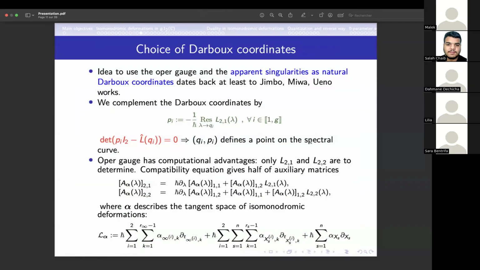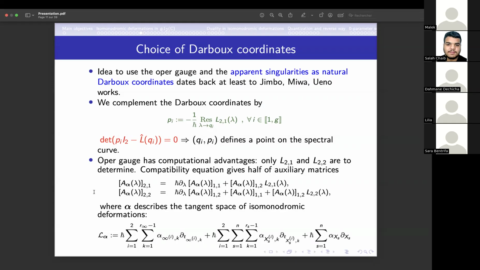So in this gauge, these are the two equations that I'm talking about. And we will get only two equations to solve in order to solve the compatibility equation completely. This is way better than solving four huge equations. This is first. And in this proper gauge, the Darboux coordinates are actually the apparent singularities. So it feels super natural for us to take this gauge and take the Darboux coordinates in and try to solve the equation in them.